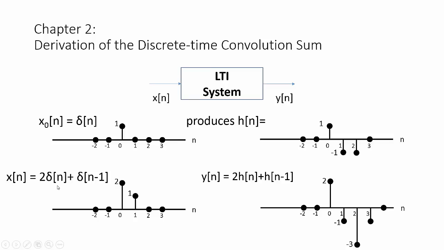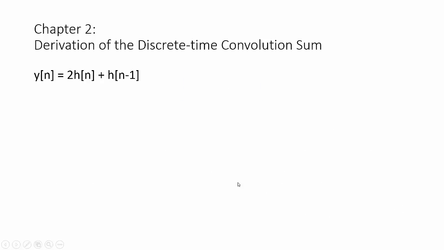Therefore, if x can be built from any combination of scaled and time-shifted unit impulses, our output can be produced from any combination of scaled and shifted impulse responses. Let's take a look at this equation a little bit more closely. This 2 comes because our input function had a value of 2 at time 0. This h is scaled by 1, and that's because our input had an amplitude of 1 at time 1, and that time 1 is this amount of shift here.